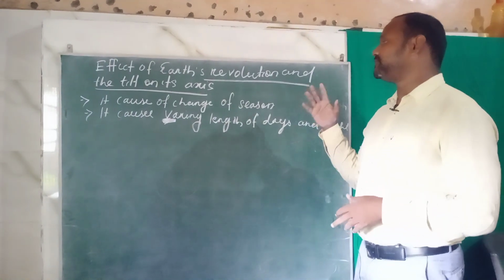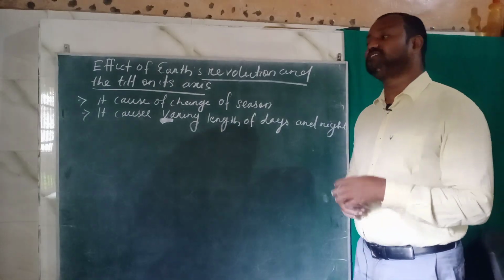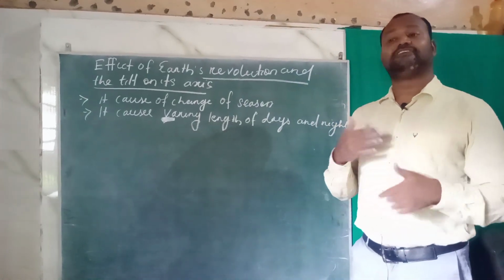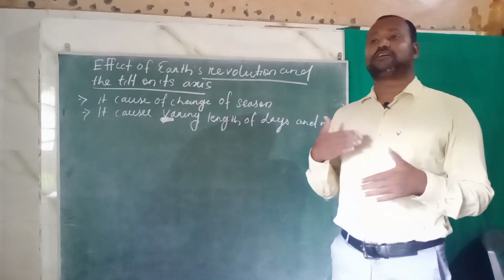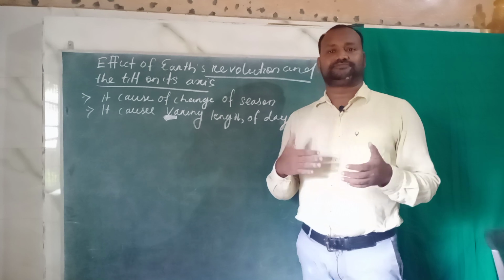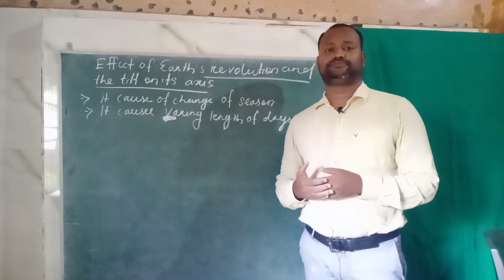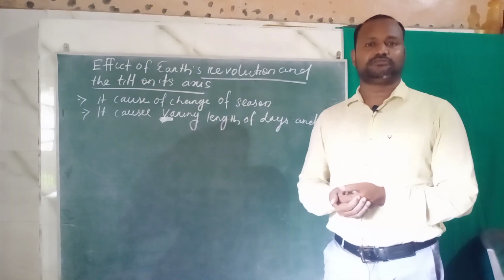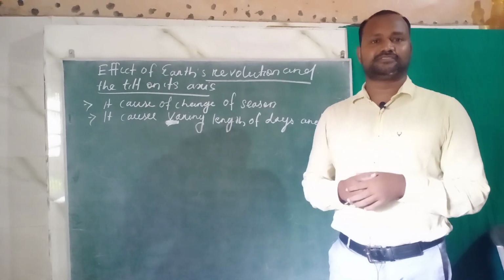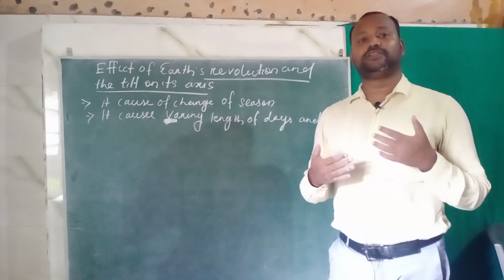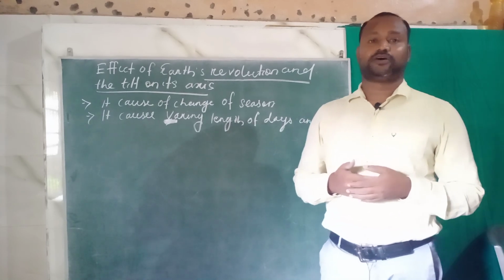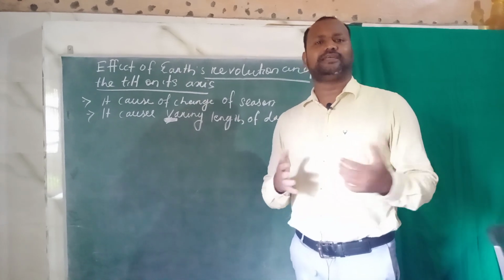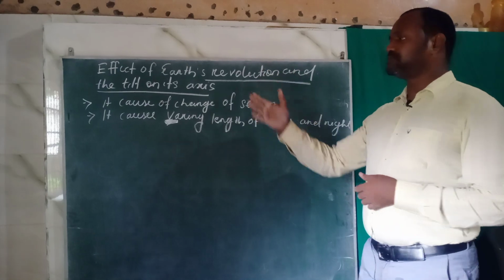So here the revolution and the tilting of the Earth's axis is very much responsible for varying seasons and for different lengths of day and night. We all know that the seasons are not equal. There is summer season, there is winter season, yes or no? And sometimes the winter nights are longer and days are smaller. The summer days are longer, nights are smaller. Why does this happen? This happens just because of revolution and the Earth's axis.